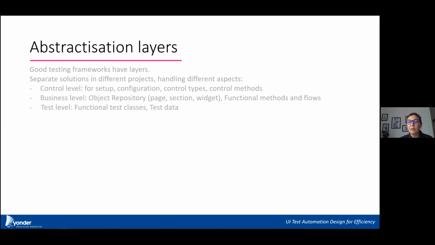The other one is the business level, which is going to provide you some object repository, functional methods, and so on. And the test level, which is going to contain the actual tests, the functional test classes, and the test data associated with it. This is the abstraction layer. And of course, the reporting part.